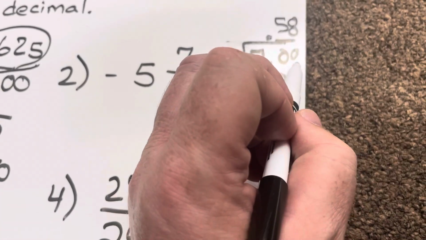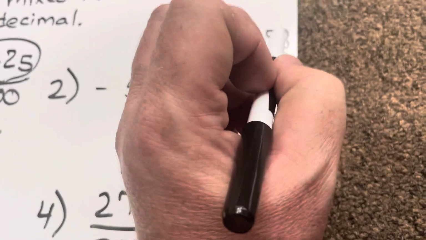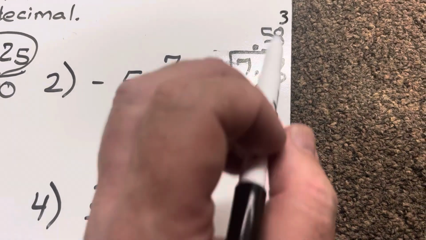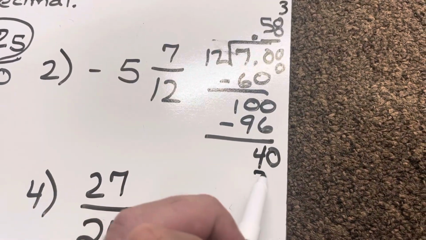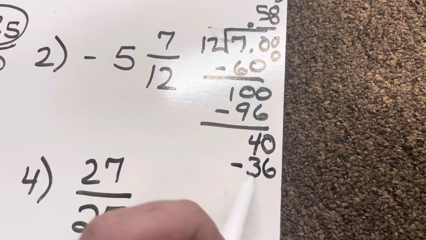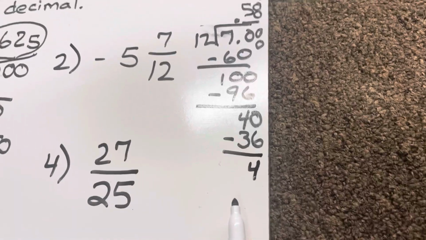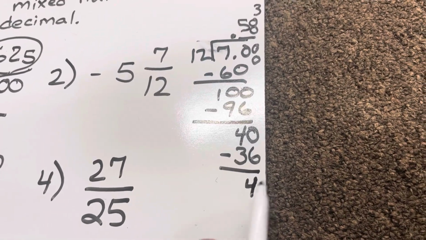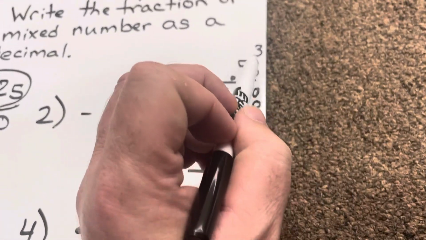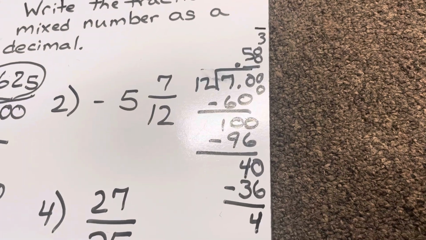I add another 0. I bring it down. 12 can go into 40 3 times. 3 times 12 is 36. 40 minus 36 is 4. You see what's going to keep happening is I'm going to keep getting 40, 36, 40, 36. So this 3 is going to keep on repeating. So I put a line over that 3.